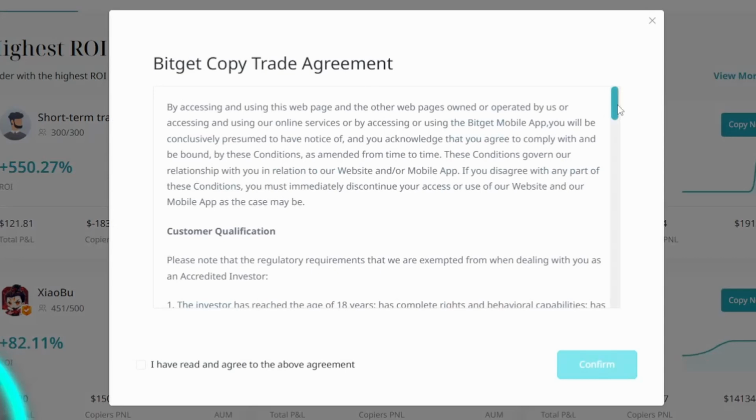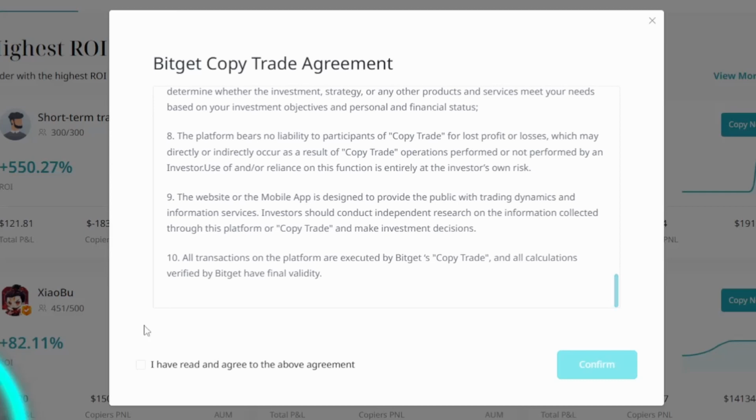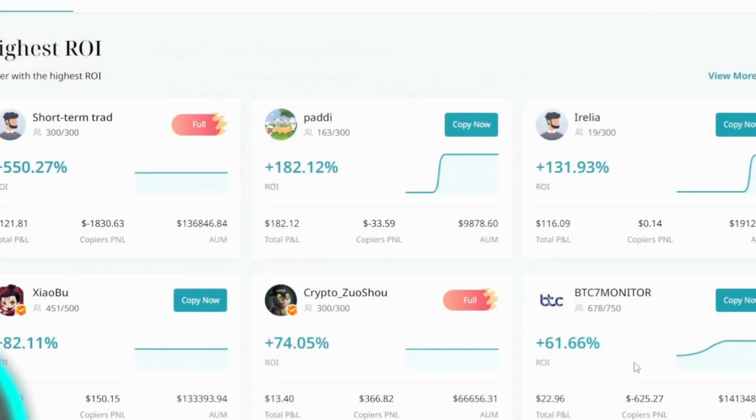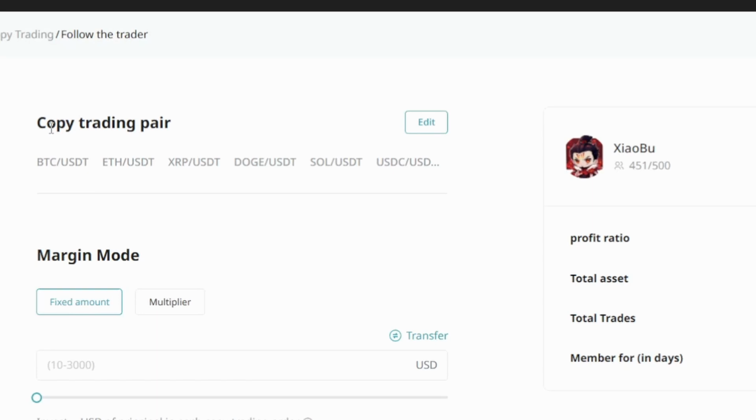I would suggest reading through this if it's your first time seeing this. Get a feel for what it's saying. Then after you've read it, click where it says I have read and agree, and go ahead and click confirm. Now this next page is where you can actually edit how you copy this person's trades. The first thing you see is where it says copy trading pair, and it starts listing some pairs.